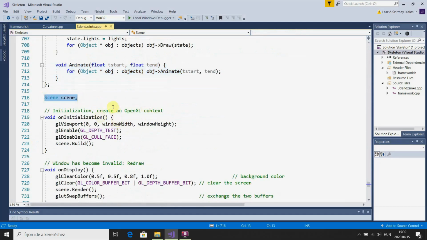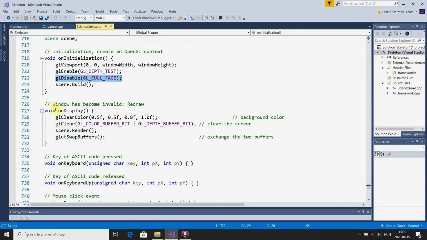The scene is a global variable because it is created in the onInitialization function. It is created here. During creation, we also enable the Z-buffer algorithm and disable backface culling because we cannot guarantee that we always see the front face of an object. The onDisplay is responsible for redrawing the screen. In this case, we set the clear color, clear the frame buffer and also the Z buffer, and then render the scene based on its actual state.